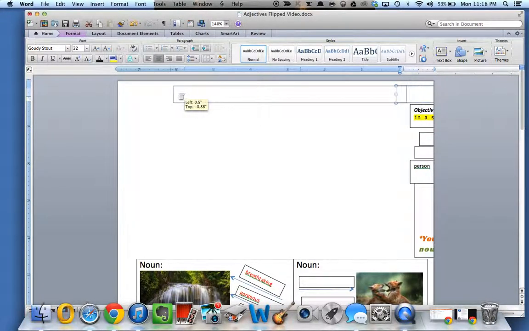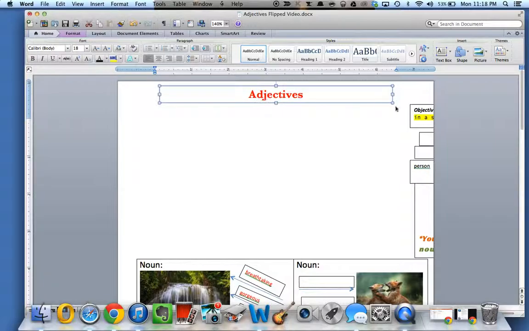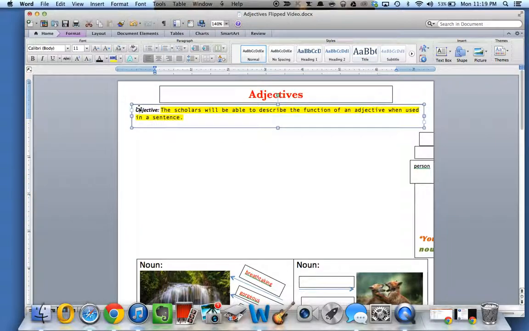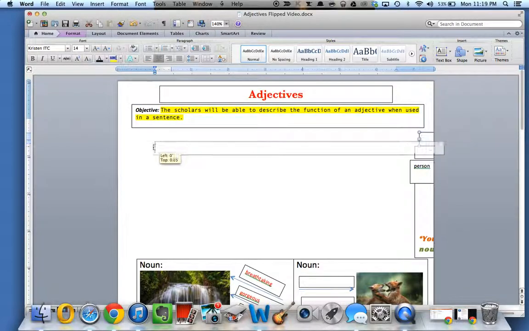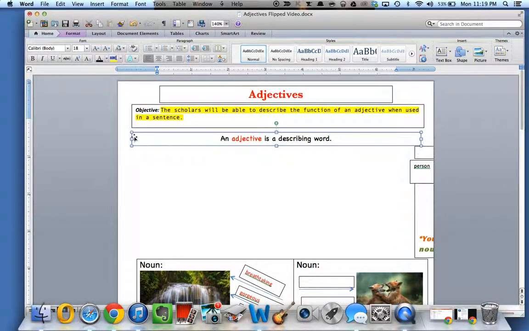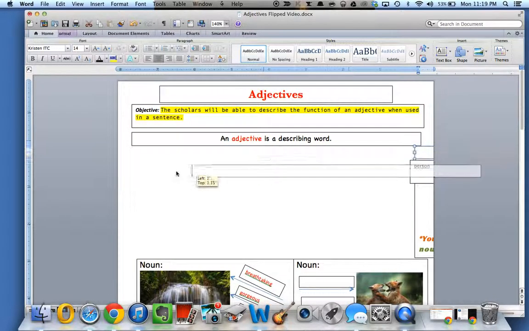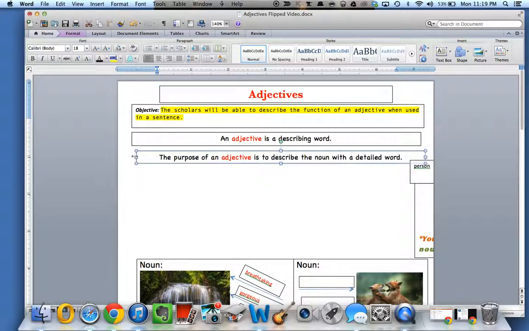For you as a third grader, it is one of your standards to learn about adjectives. And let's see what your objective is. Your objective is that you, the scholars, which are my smart students, will be able to describe the function of an adjective when used in a sentence. An adjective is a describing word. And the purpose of an adjective is to describe the noun with a detailed word.